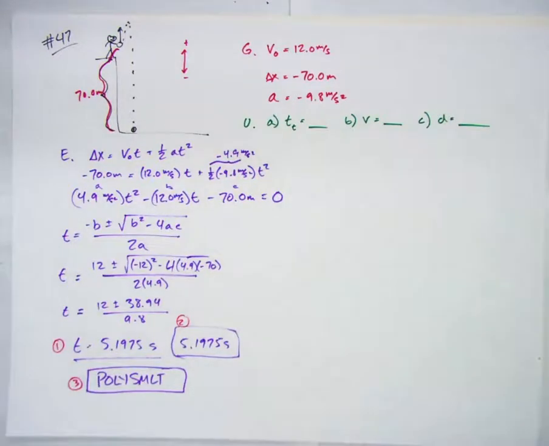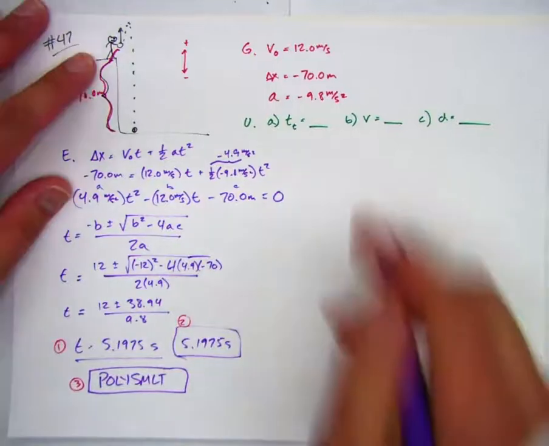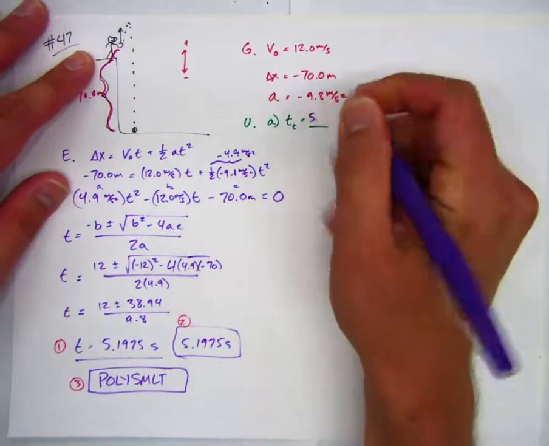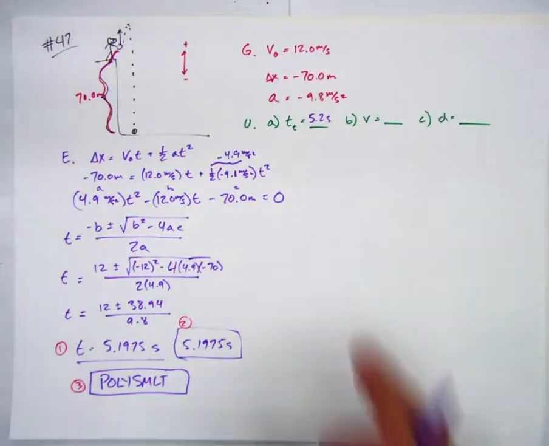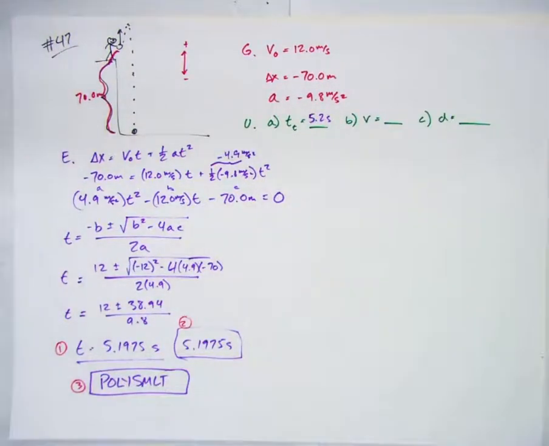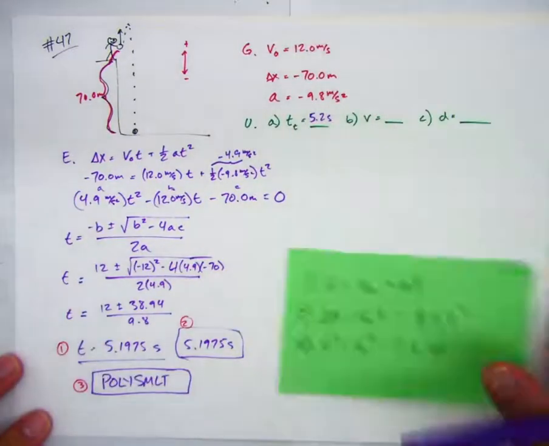All right. So there's our time. So we now have the time 5.2 seconds. I'll round it off there. All right. How fast is it going when it hits the ground? B. Well, now I want to solve for v.